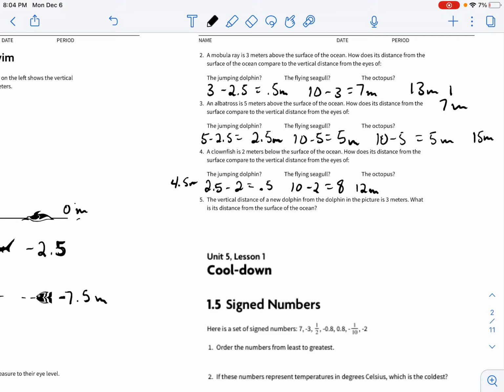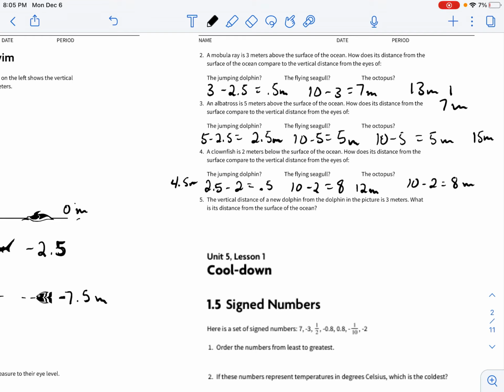Then the last one, the octopus: it is 10 minus 2, which equals 8 meters closer to the surface of the ocean, or it's 8 meters apart from the octopus. Okay, it says the vertical distance of a new dolphin from the dolphin in the picture is 3 meters. What is the distance from the surface of the ocean?